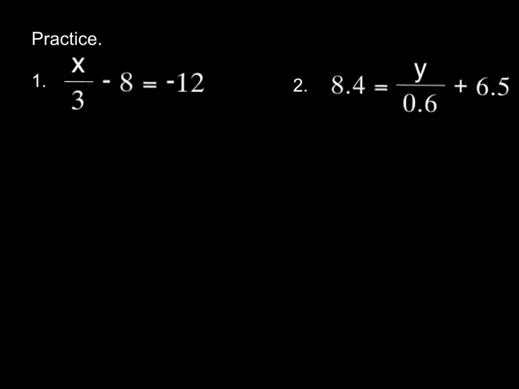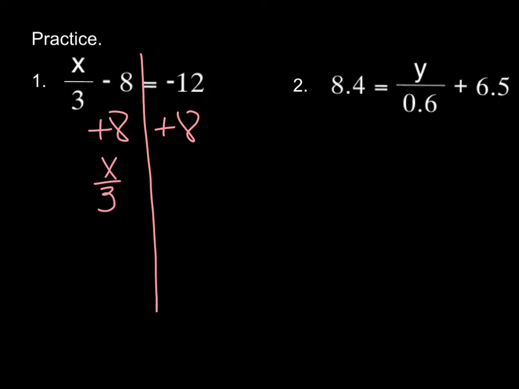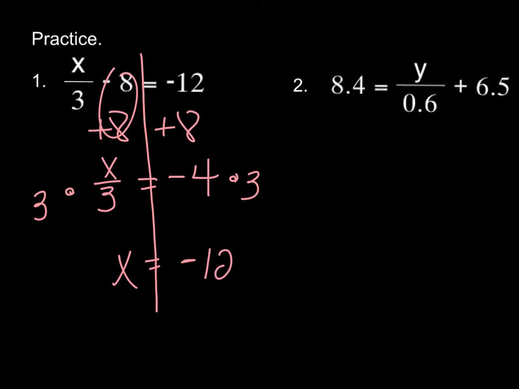Like in all my other problems, I'm going to start by creating my river. I do have subtraction. That's my first step. So the inverse is addition. x over 3. Here's my inverse pair. I'm going to cancel. Negative 12 plus 8 is negative 4. You subtract for different signs. And my final step is to multiply by 3. So I get x equals negative 12.